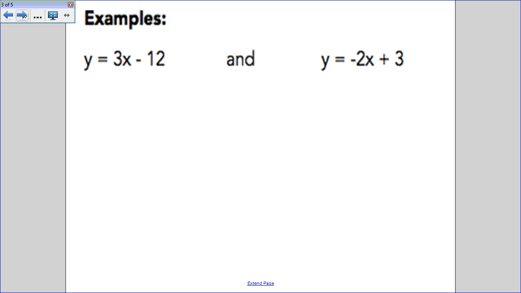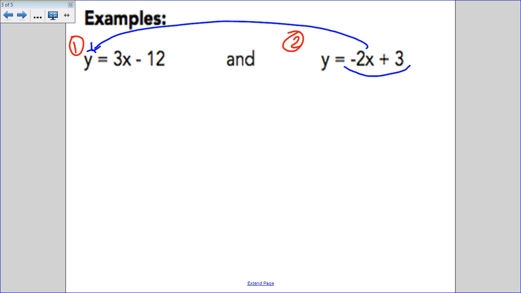All right, so let's try another example together. I have y equals 3x minus 12 and y equals negative 2x plus 3. Which one do you want to use? They're both already solved in terms of y. All right, this time let's look at our second equation. I think that's a good idea. This time we know that y equals negative 2x plus 3, and we're going to plug that in over here for y. Our new equation is negative 2x plus 3 equals 3x minus 12.